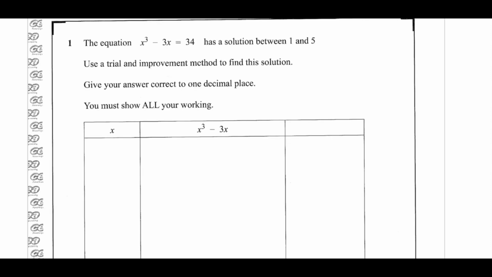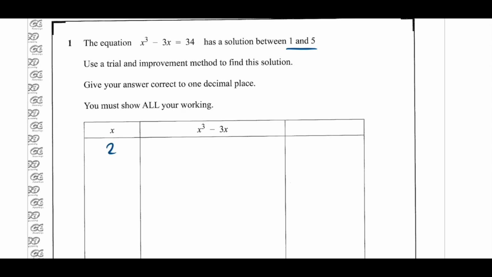Question 1 says the equation x cubed minus 3x equals 34 has a solution between 1 and 5. Use the trial and improvement method to find this solution. Give your answer correct to one decimal place. Okay, so I know it's between 1 and 5, so I don't really need to test those. I'm going to try x equals 2 and see what I get.